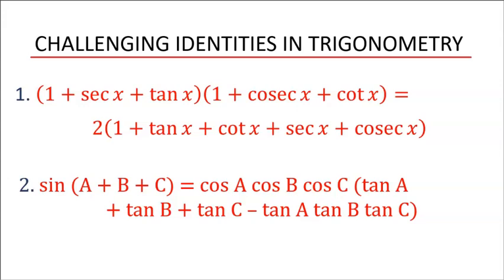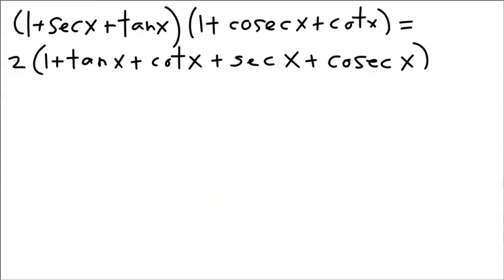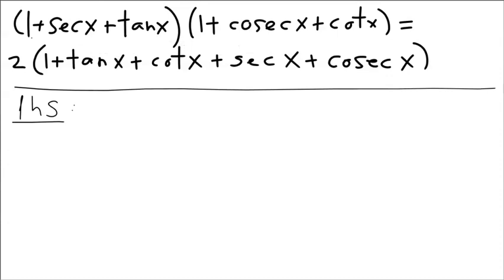In this video, we shall prove the following two seemingly challenging identities in trigonometry, 1 and 2. So let's begin. So let us start from the left-hand side of this equation. The best thing to do is to expand the brackets. So let's expand the left-hand side term.